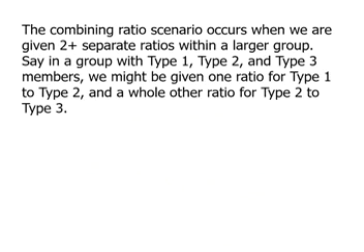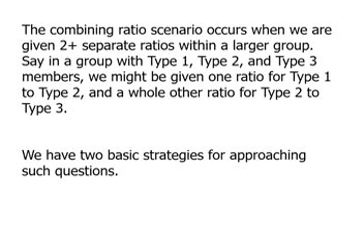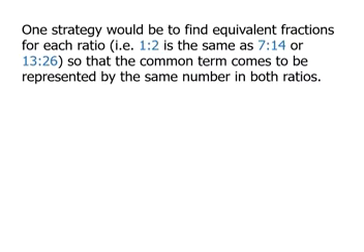The combining ratio scenario occurs when we are given 2 or more separate ratios within a larger group. Say in a group with type 1, type 2, and type 3 members, we might be given one ratio for type 1 to type 2 and a whole other ratio for type 2 to type 3. We have 2 basic strategies for approaching such questions.